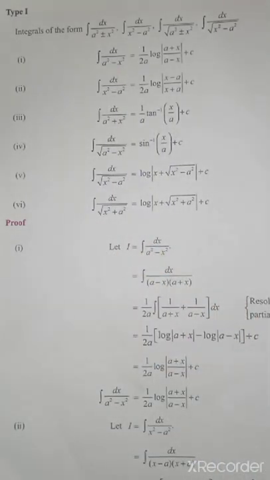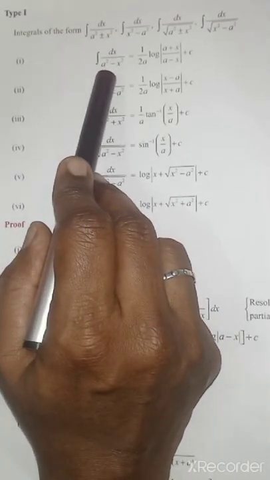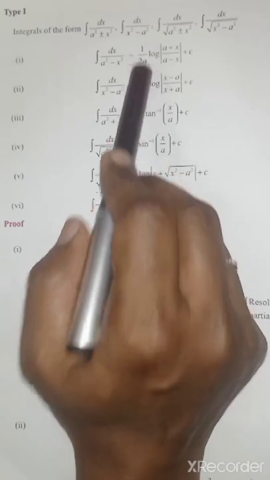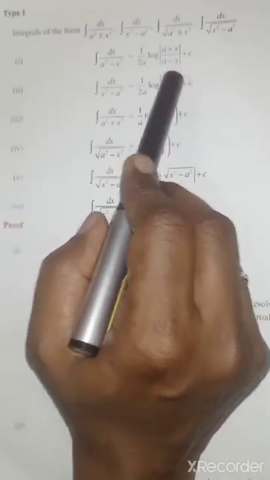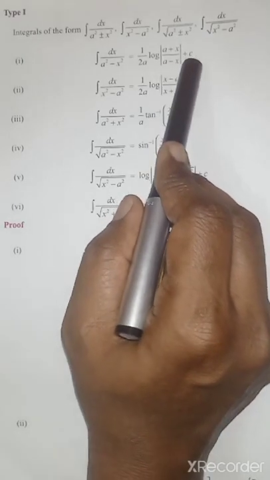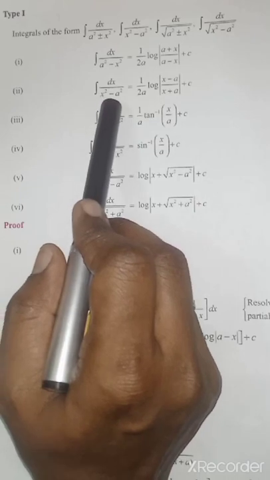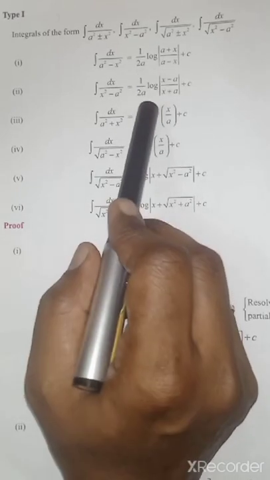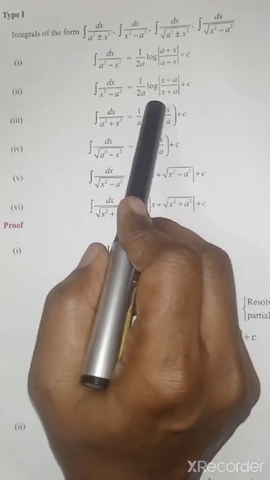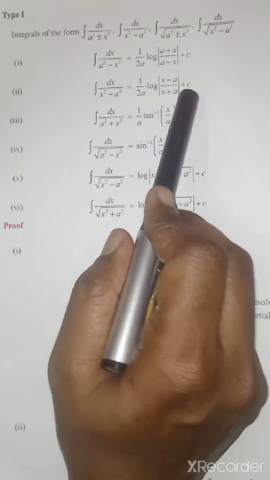So first one, integral dx by a square minus x square. What is the answer? 1 by 2a log mod of a plus x by a minus x, plus c. Similarly, integral dx by x square minus a square. What is the formula? 1 by 2a log mod of x minus a by x plus a, plus c.